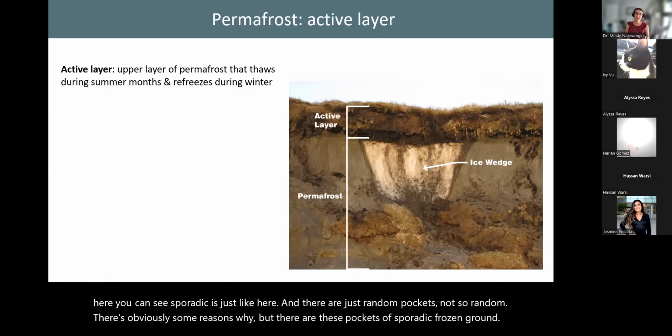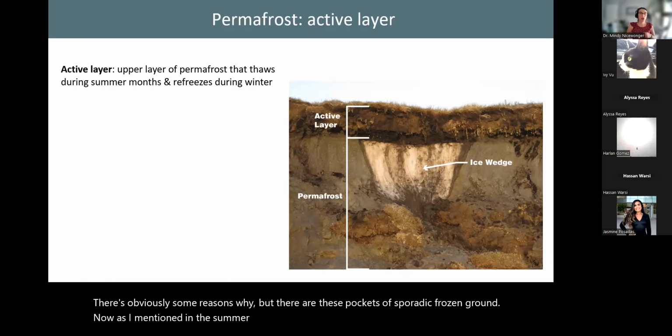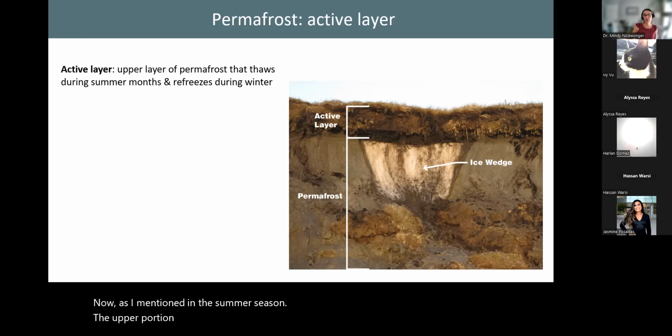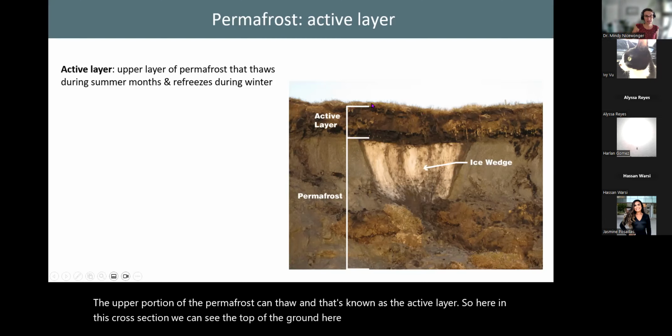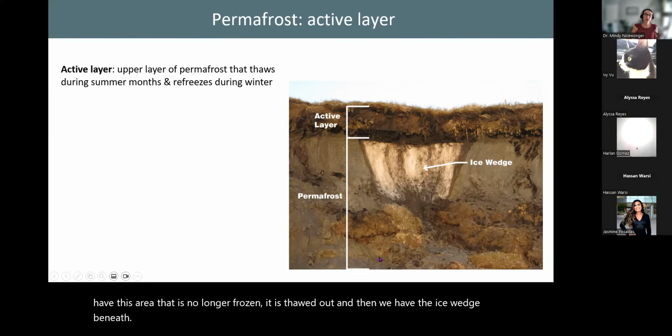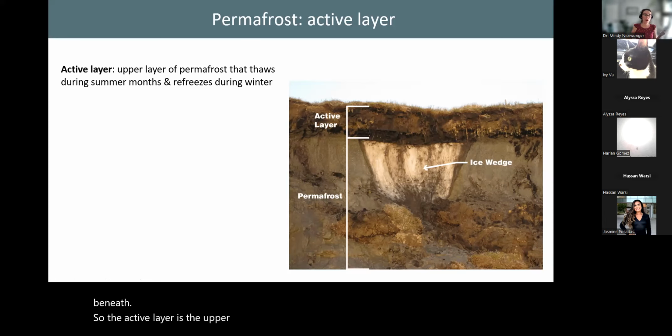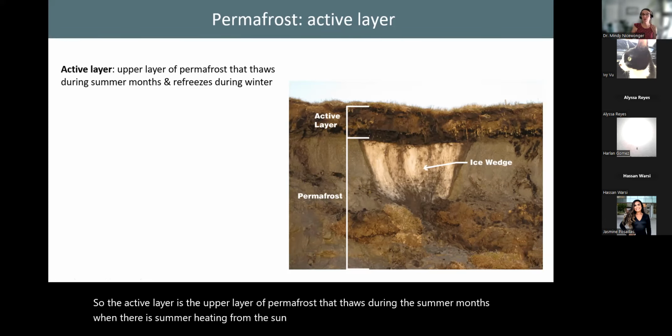Now, as I mentioned, in the summer season, the upper portion of the permafrost can thaw, and that's known as the active layer. Here in this cross section, we can see the top of the ground, the soil and the grass, and we have this area that is no longer frozen. It is thawed out. And then we have the ice wedge beneath. So the active layer is the upper layer of permafrost that thaws during the summer months when there's summer heating from the sun, and then it refreezes during the winter.